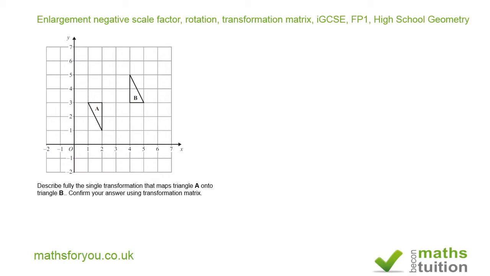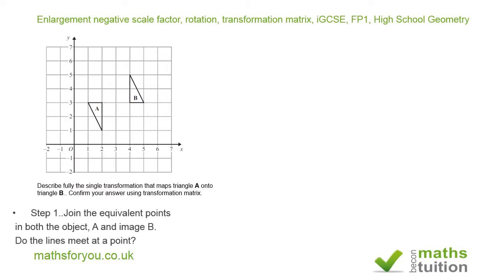Now, two steps here. We need to join the equivalent points from the object to the image. For instance, we're going to join the point 2, 3 on the object to the point 4, 3 on the image there. That's what we call that. And then we join the points 1, 3 to the point 5, 3 on the image there. That's what we call that.